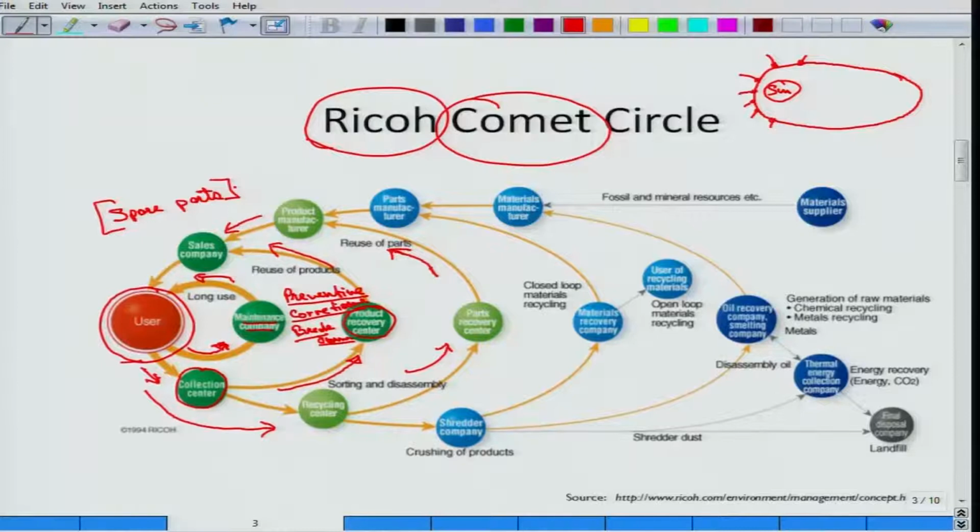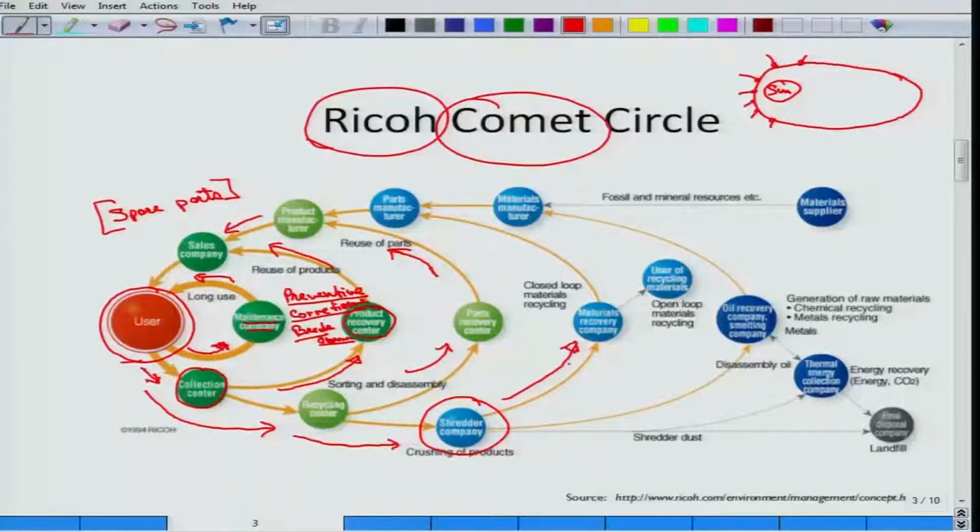That are reusable. So, the next is the parts are sent to the shredder company. This is the next cycle here. The shredder company totally crushes the products, shreds them into pieces, and converts them into a total landfillable position, right.